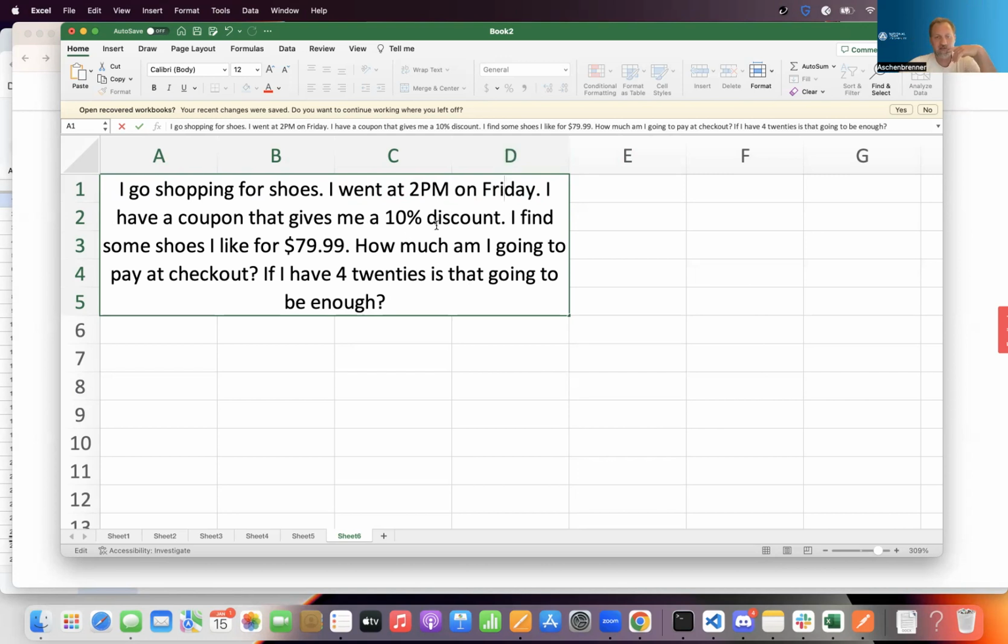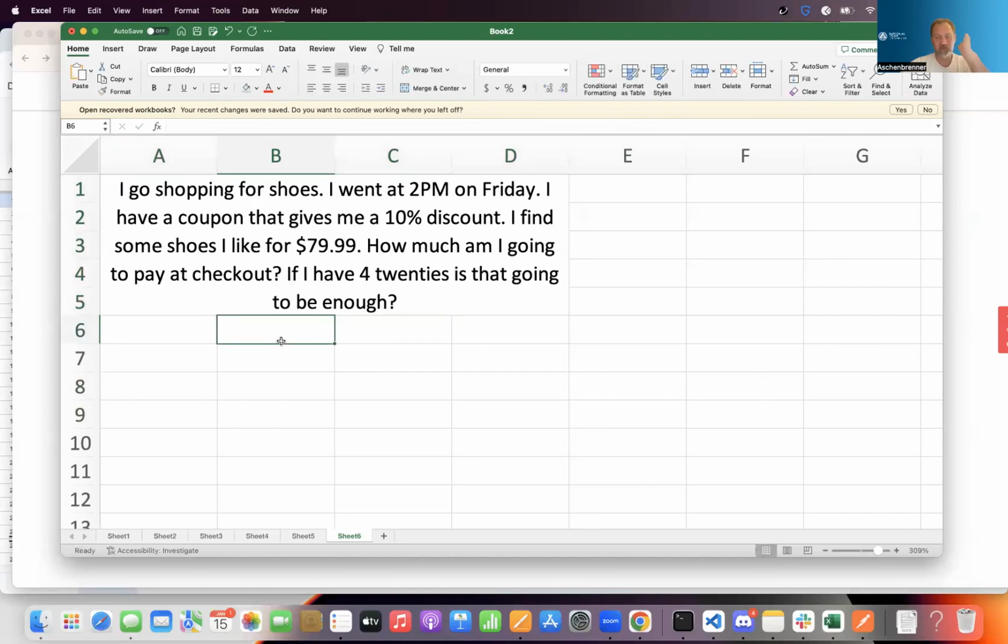I have a coupon that gives me a 10% discount to find some shoes I like for $79.99. So stupid. Why not? Let's just call it $80. How much am I going to pay at checkout if I have 4 20s? Is that going to be enough? Okay, well, 4 20s is how much money? That's $80, right? Because 4 times 20 is 80. So actually, I'm pretty close to what I can afford. The discount gives me a little bit of spending room.